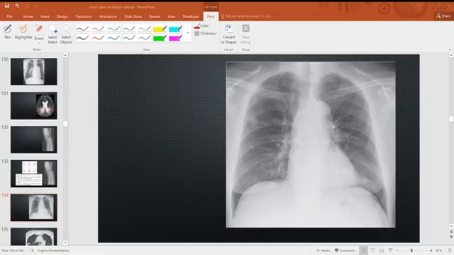Someone wrote hamartoma, azygos fissure. I don't know why they wrote azygos fissure, but it's okay. This is the nodule. Okay, right upper lobe nodule. What is the description of that nodule? It is lobulated, it is irregular. What do you think? Is it calcified or not?